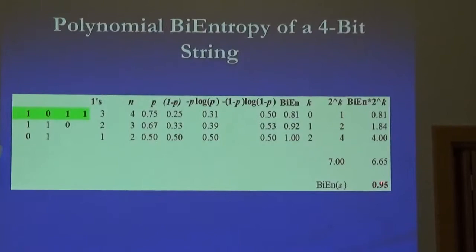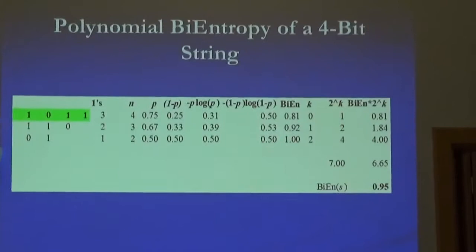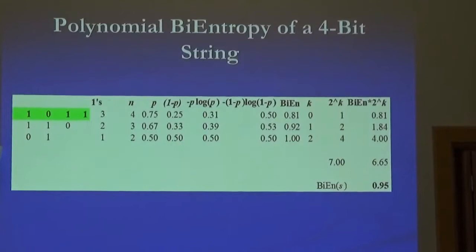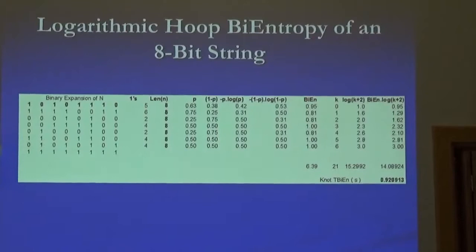So BiEntropy varies between 0 and 1. A perfectly ordered string, i.e. all zeros or all ones, has a BiEntropy of 0, and a disordered string has a BiEntropy of 0.9 recurring. So that's the BiEntropy for the string. It's a naked string, it's very similar. This is the BiEntropy of an 8-bit hoop.